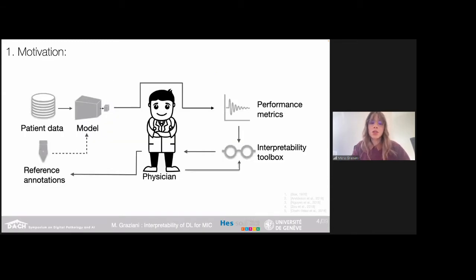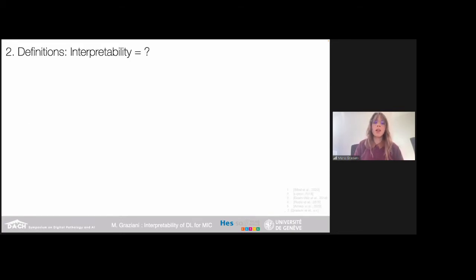So what I think we need to do here is to stop evaluating models by their sole test performance and build AI systems around the needs of physicians. And to do so, we need to provide interpretability to better understand what the model is doing and when it is expected to fail. Now, I mentioned interpretability.